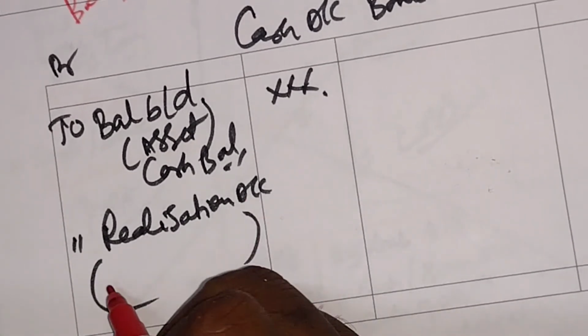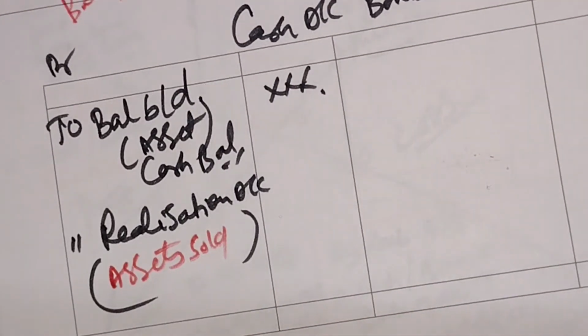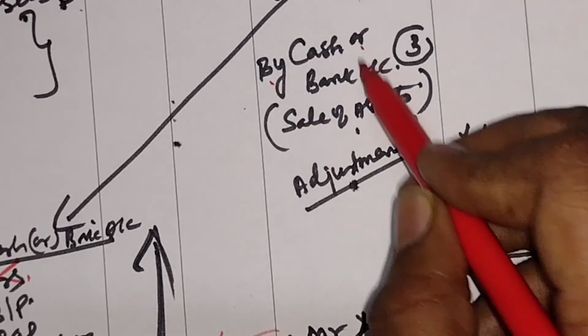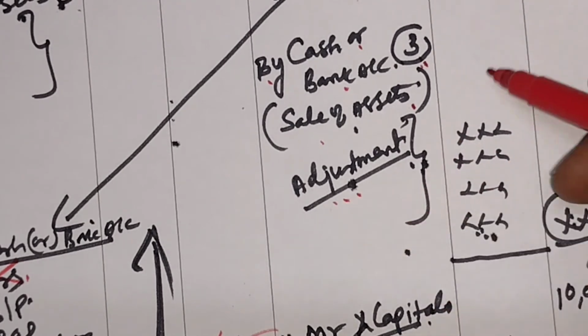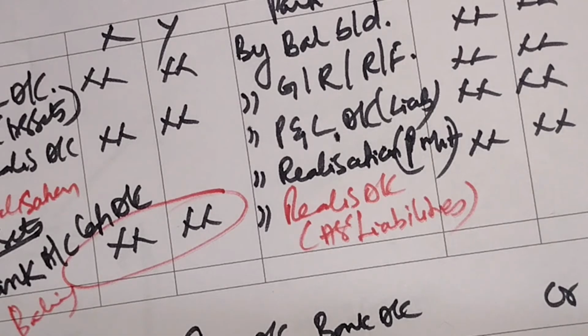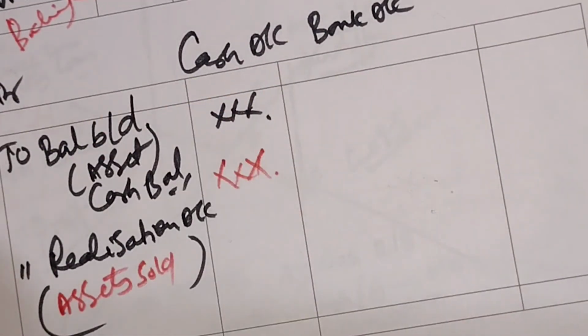In realization account we have sold the assets. Under stage number 3 we can see the sale of the asset. Now we can see this one. By cash or bank account, stage 3, sale of asset, that will be given in the adjustment. All this total what you get in the credit side will appear in the debit side of the cash account. That's it about the debit side.